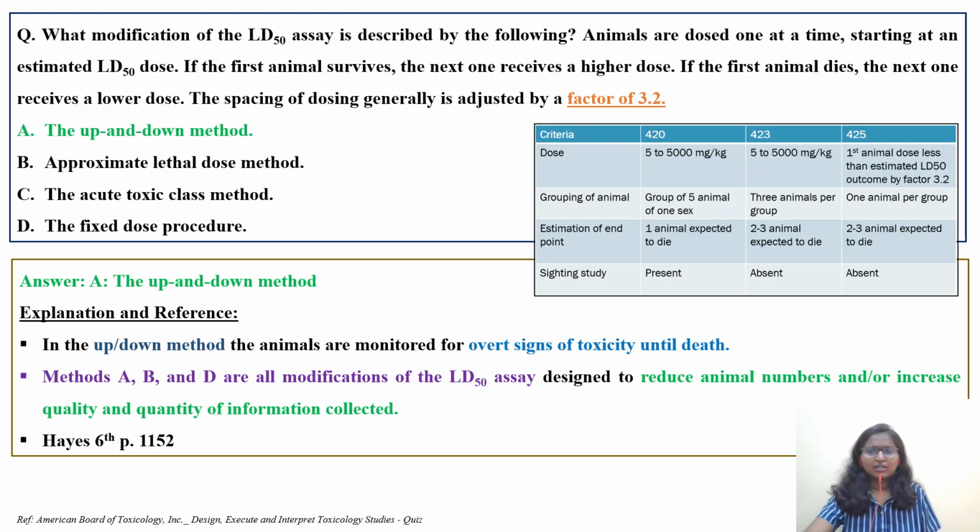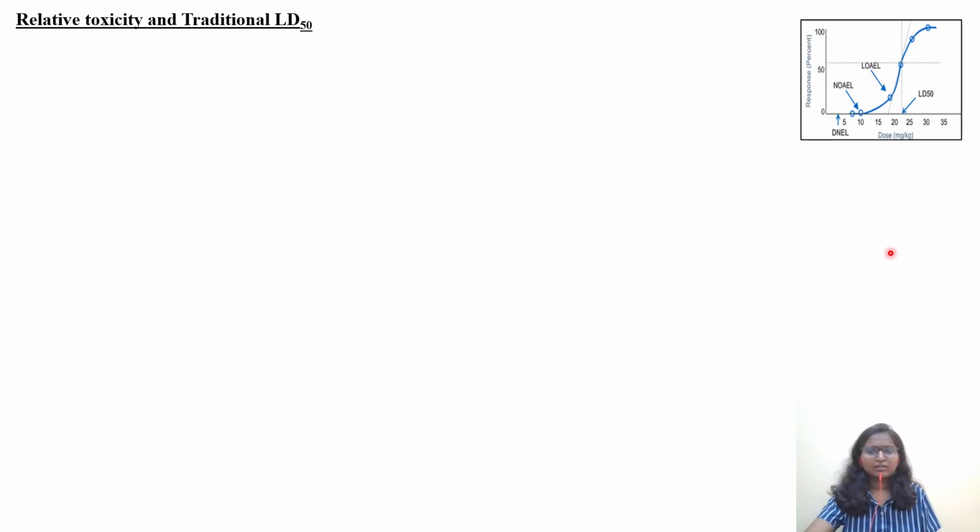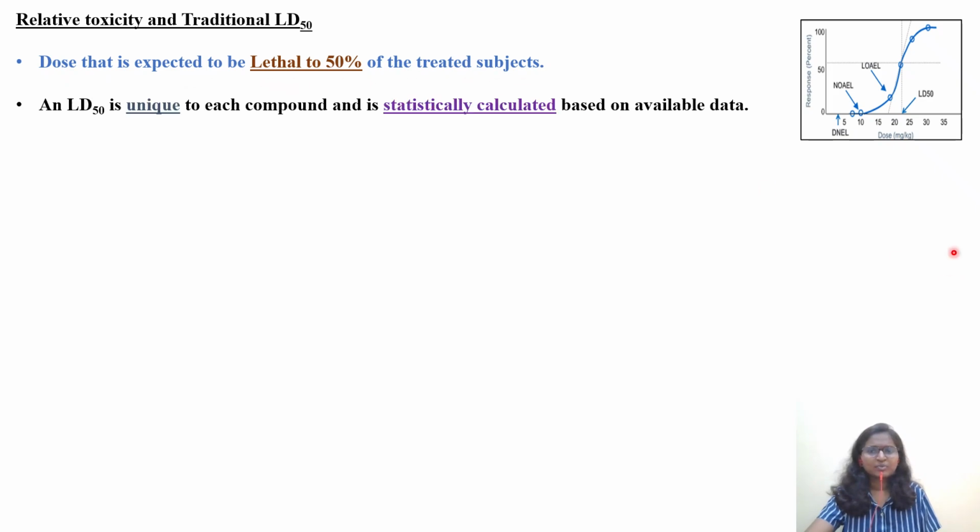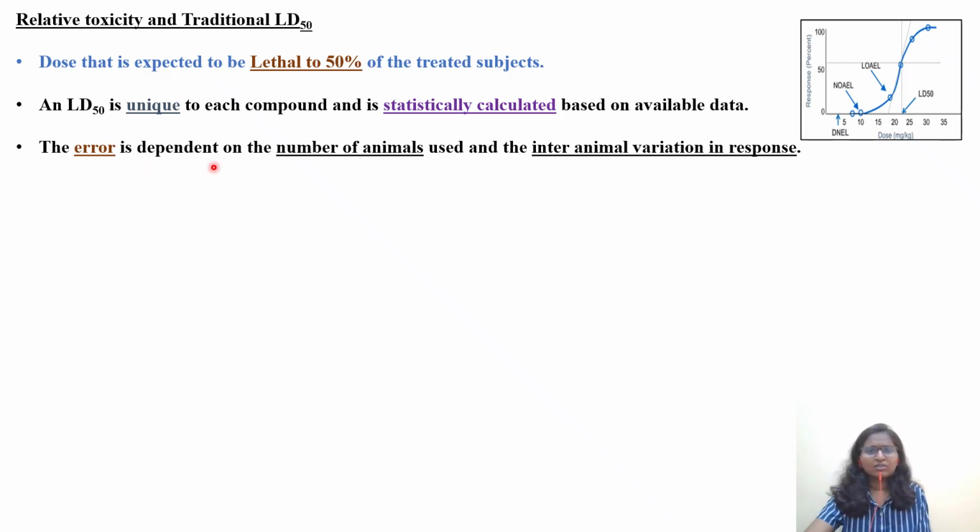Okay, let's see what we can learn from this question, the content related to this particular question. Briefly understand what is relative toxicity and traditional LD50. It is the dose that is expected to be lethal to 50% of the treated subjects, here experimental animals. LD50 is unique to each compound. So LD50 is specific to every chemical and is statistically calculated based on available data. The error is dependent on the number of animals used and the inter-animal variation in response.